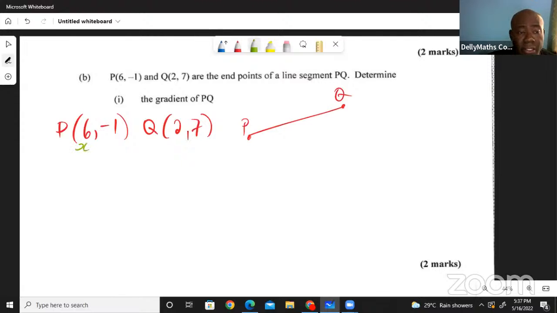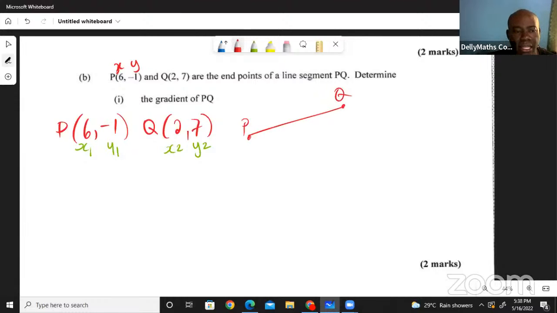I'm going to call the first one X1, and then X1 walks with Y1. Then the next point, I'll call it X2, and X2 walks with Y2. Some persons might be asking, which one is X1 and Y1? Well, anyone. Just make sure that X1 walks with Y1 and X2 walks with Y2. The basic idea, though, is that a coordinate will always have the X value first, then the Y value.